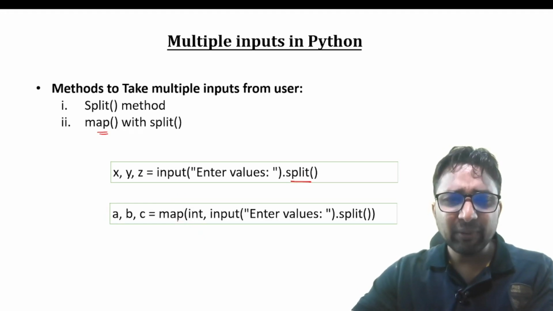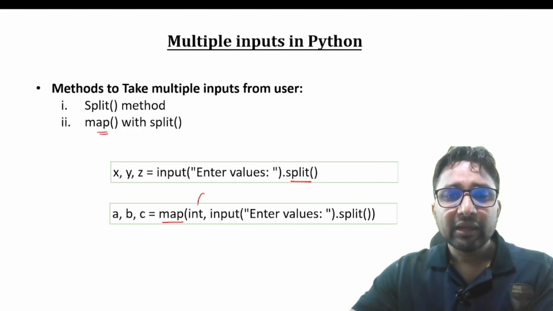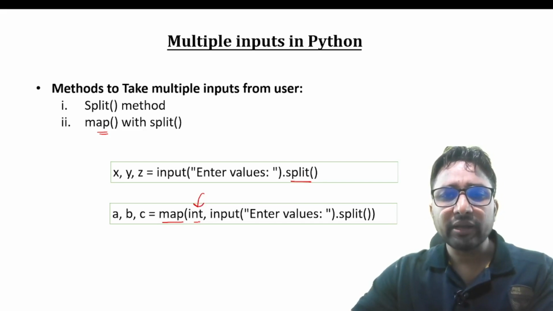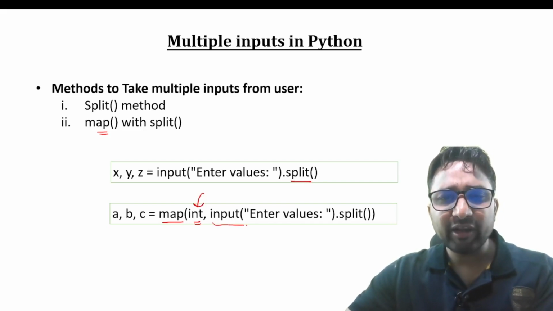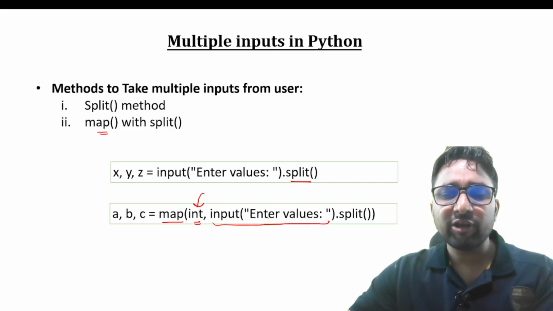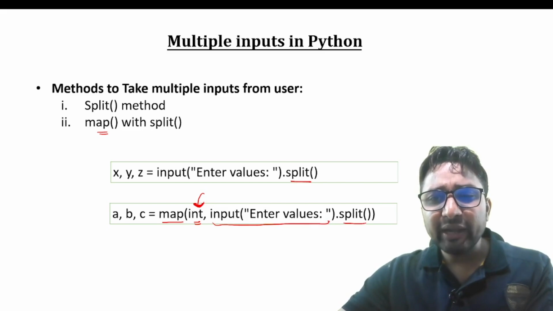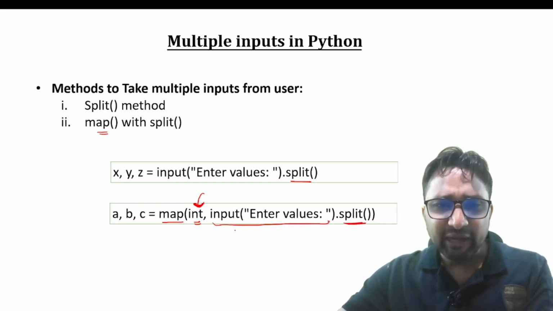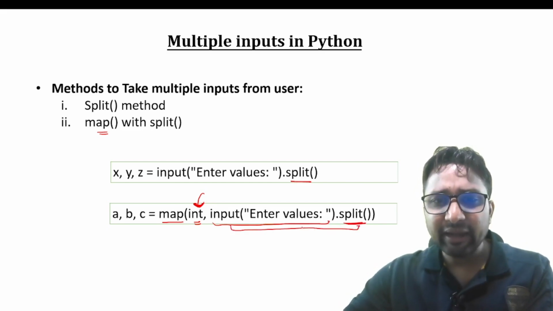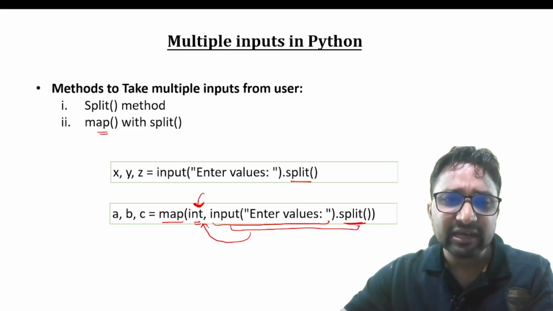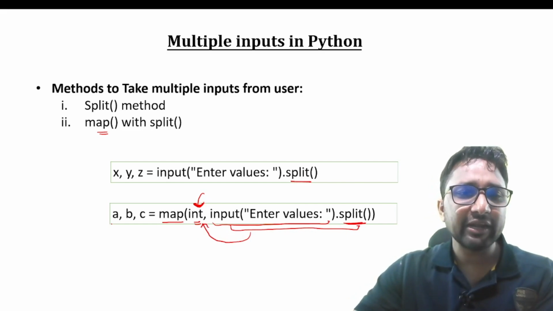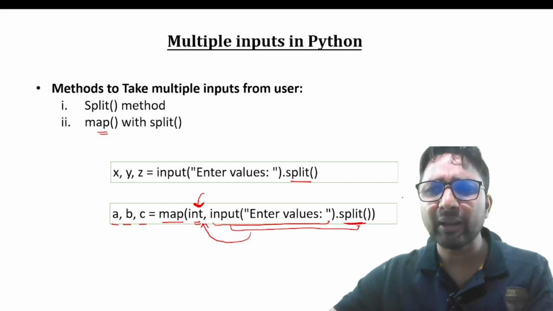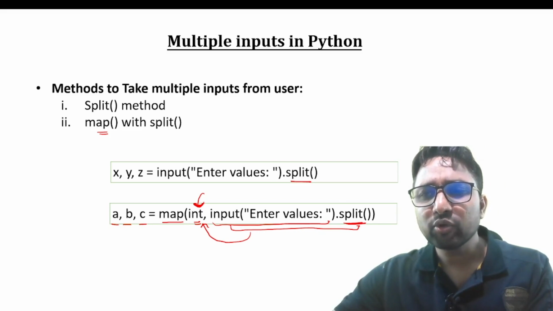So simply the syntax is that in the map function we are telling it to take the input in integer format. Whatever input we enter will be mapped in the form of integer. We are splitting the input and converting it into integer, and then assigning them to these variables. For example, I'm writing 10, 20, 30.